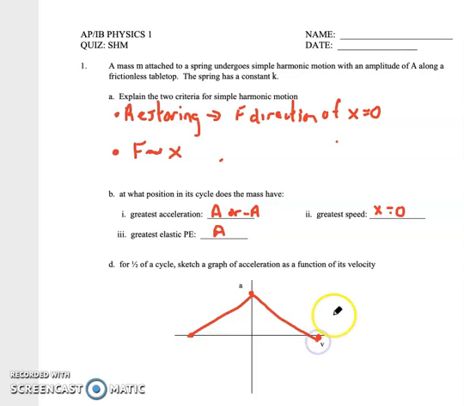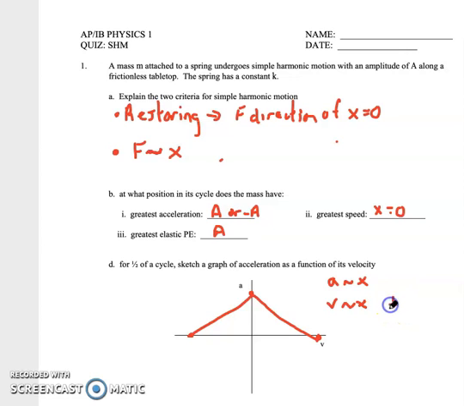And how are you supposed to know this? Well, we know that A is proportional to x, right? That comes from Hooke's law. That's what we talked about quite a bit. We also know that V is proportional to x. This comes from conservation of energy.